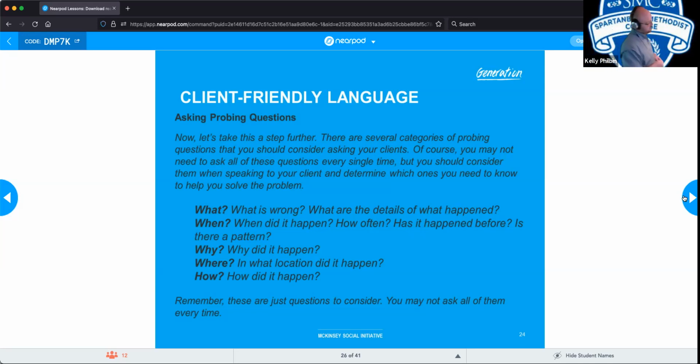How did it happen? Were you getting out of the car and the strap broke on your laptop bag, and at that point the laptop bag just dropped and hit the concrete on the edge, and then when you got it up to the office, it wouldn't turn on anymore after that? These are just questions to consider. You may not ask all of these every time. They're just things that you would want to kind of have in your bank.